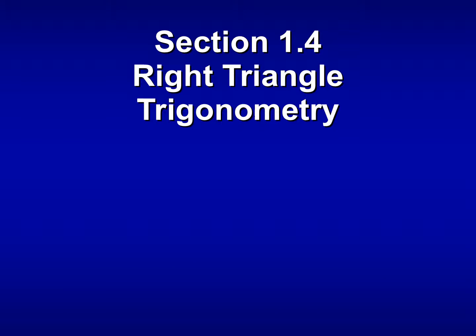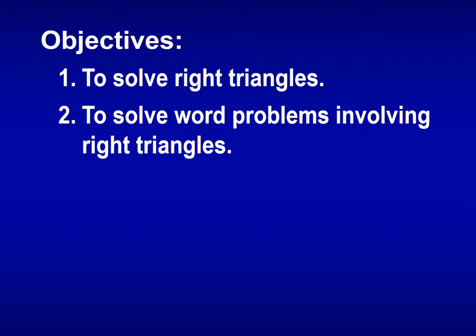We're going to go over section 1.4 in your BJU Press Precalculus textbook. This section is all about right triangle trigonometry. What we're going to learn to do today is what is involved when we're talking about solving right triangles. We also want to be able to solve word problems that involve right triangles.